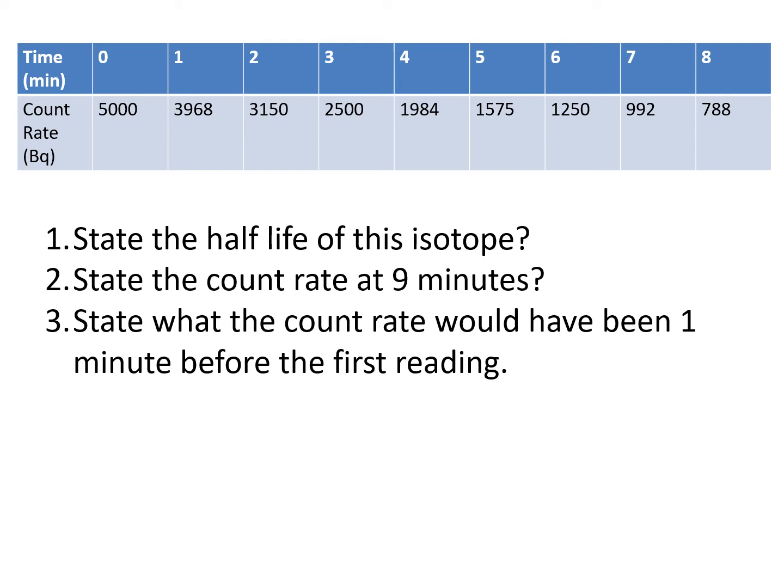State what the count rate would have been 1 minute before the first reading. So in my own head, I'm imagining in the table, I'm putting a negative 1 minute in the top bar. So negative 1 minute, 1, 2, 3. So we take the answer at 2 minutes and we're going to multiply it by 2 to find out what it would have been. So in this case, 3,000 times 2 is 6,000, and then 3, so 6,300. So our answer is 6,300. Because if you add that to the table, you can see that 3 minutes later it has halved to 3,150. So the count rate 1 minute before the first reading was 6,300.